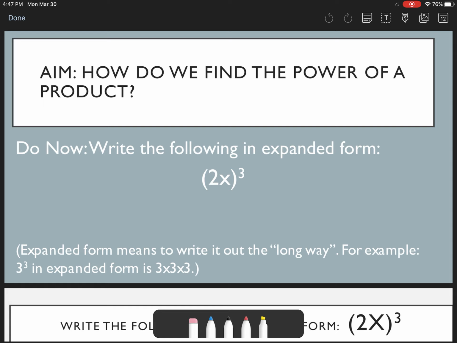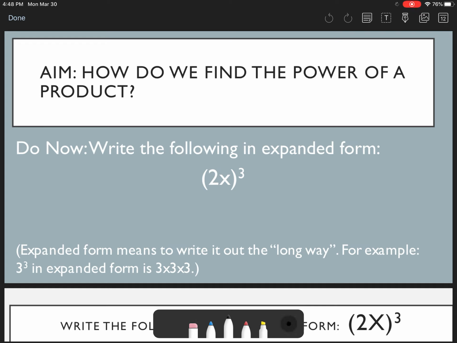Okay guys, today we are going to learn about powers of products. So today's aim is how do we find the power of a product? Let's first take a look at the do now. It says write the following in expanded form.